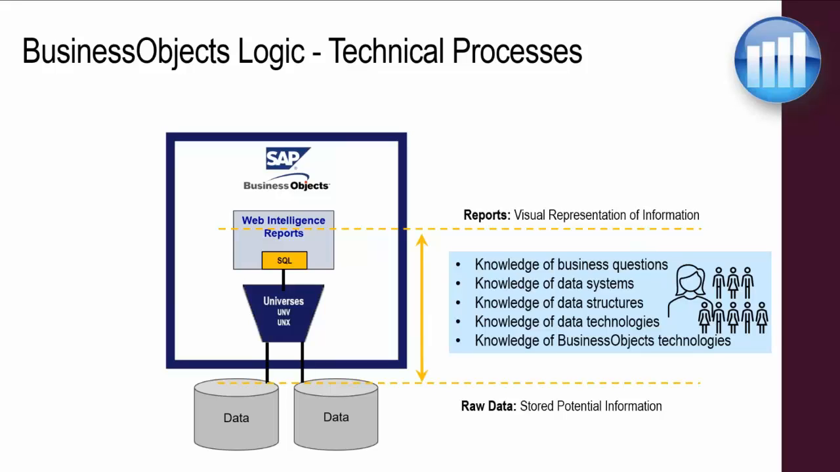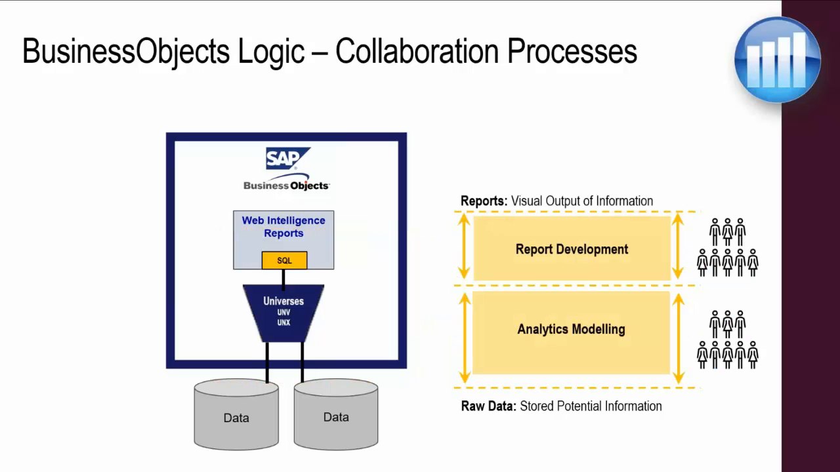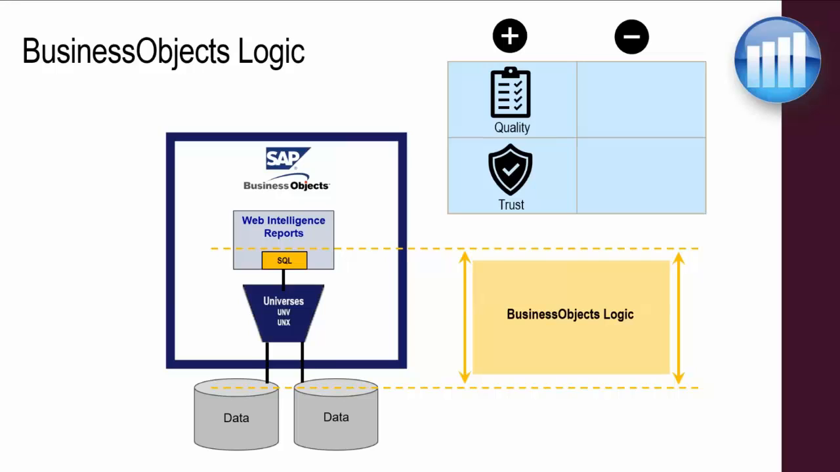And even if there were a person who had all of this knowledge, they would still be working in a team structure to accomplish everything that needs to be done, because it's a very collaborative process in building up this logic. There's requirements gathering, there's the development processes, there's testing and QA processes. There's all the reviews and approvals to confirm that the universes are delivering what they should and that the reports are delivering what they should. And then there's all the update cycles. So there's a lot of effort and energy and resources that go into building up this logic and all that goes into that.